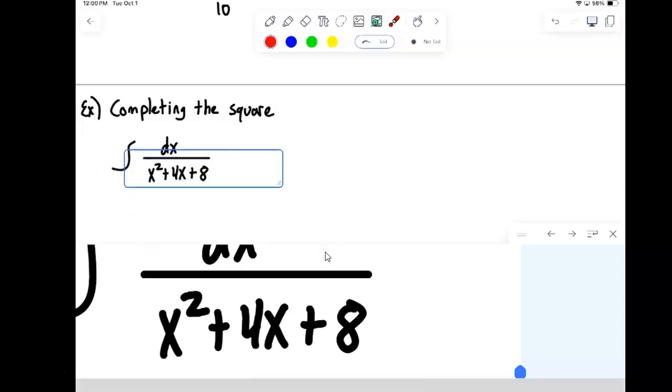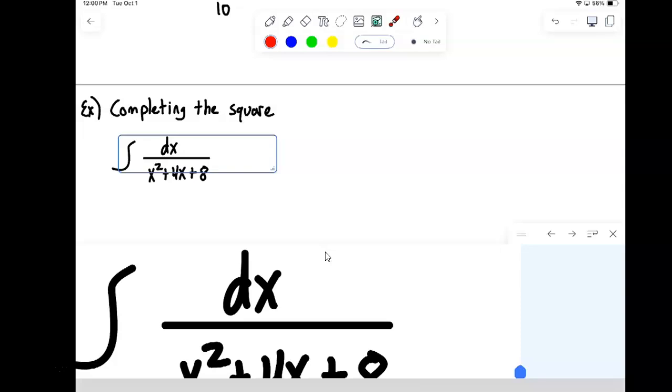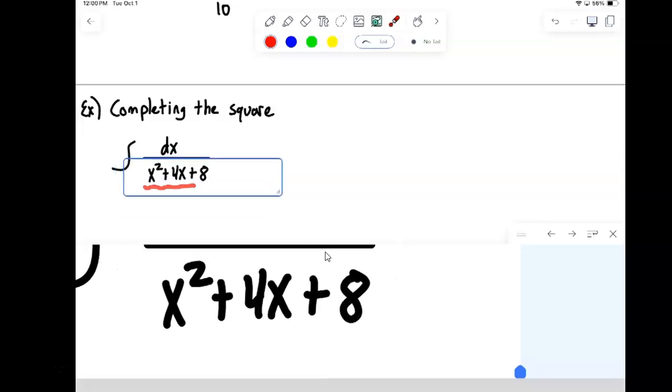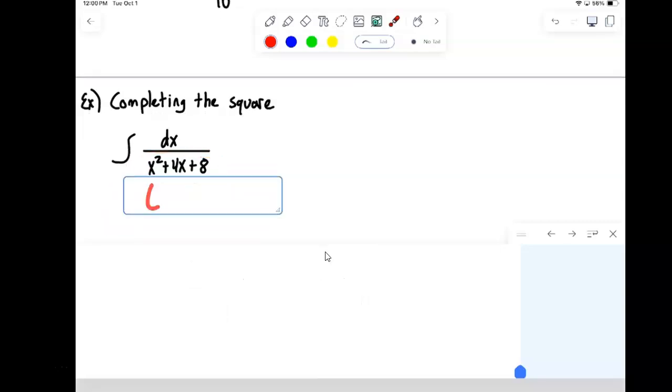So that's a bit of a problem for us, right? When we have nothing up top. So what we're going to do is take this denominator here and turn it into something squared plus or minus some other number. And then we can let u be the inside of that square part.